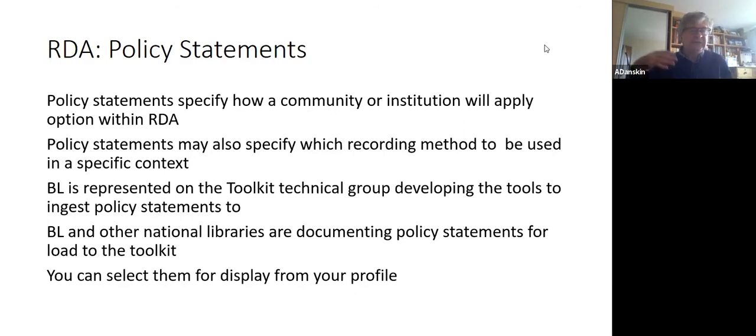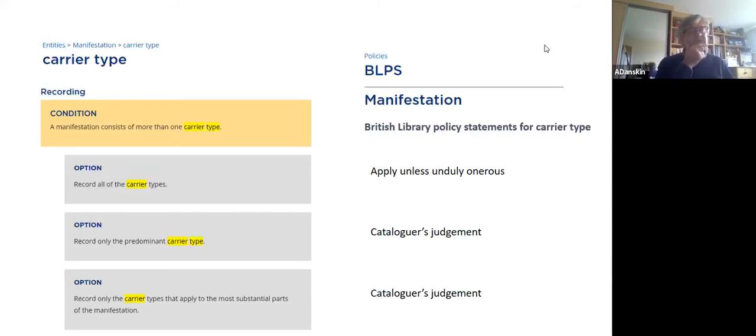And then you can select the policy statements that are most relevant to you. For example, if you're in the UK, you may want to use the British Library policy statements, or you may want to use PCC policy statements. You can choose that from your profile, and it will display in line in the toolkit. So that's an example of what something might look like. On the left, we've got the RDA options, and on the right, we've got the British Library's policy statements.